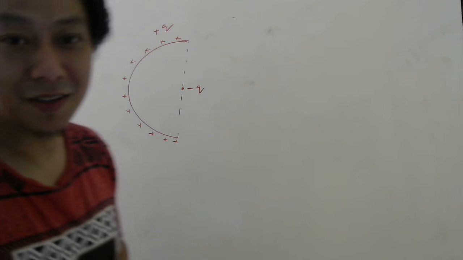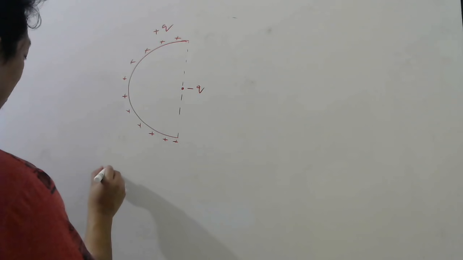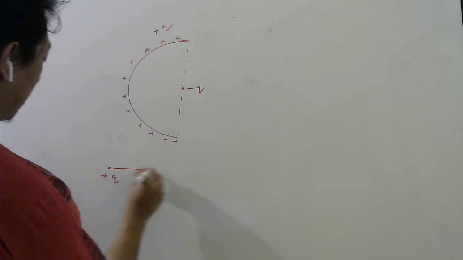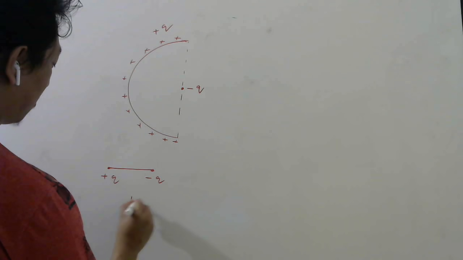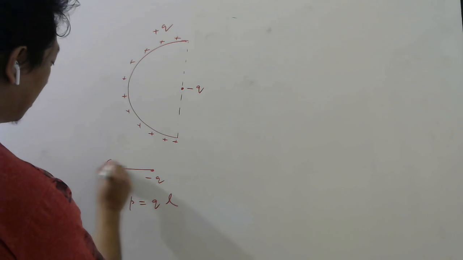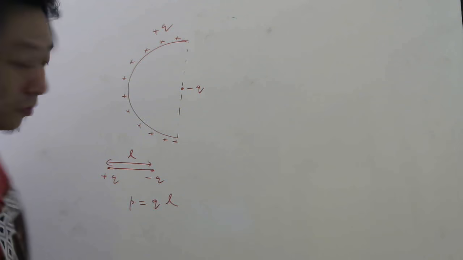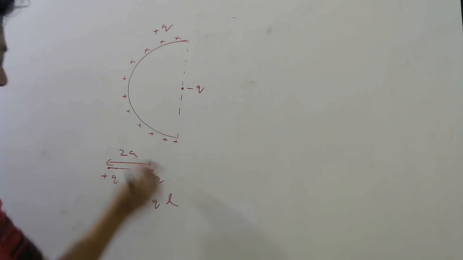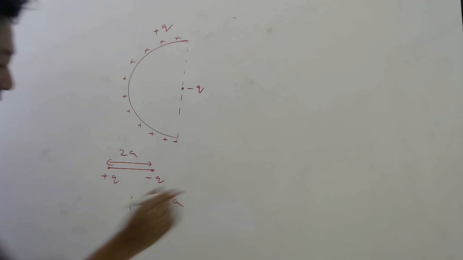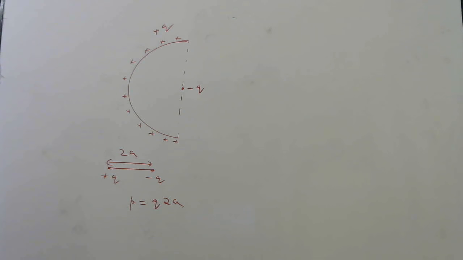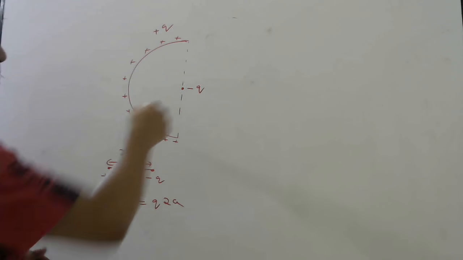Very interesting. Many students think, how to find dipole moment of this? Usually we know how to find dipole moment of point charges. Plus q here, minus q here. What is the dipole moment? q into distance between the two charges. If you write the distance as 2a, then write here 2a, no problem. But that definition is for point charges. This is a half ring.